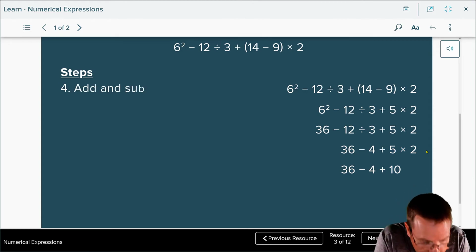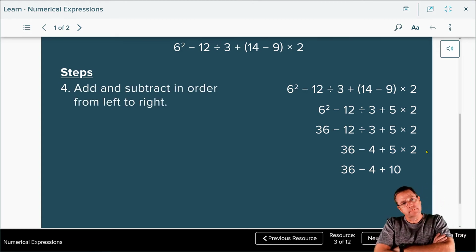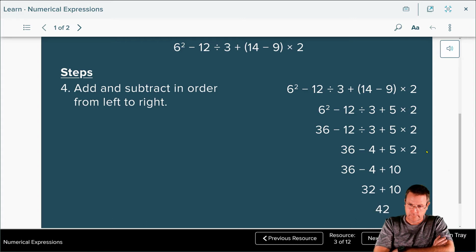Finally, add and subtract in order from left to right. A and S. Start with the leftmost operation first, subtraction. 36 minus 4 is 32. Then add. 32 plus 10 is 42. The expression simplifies to a value of 42.